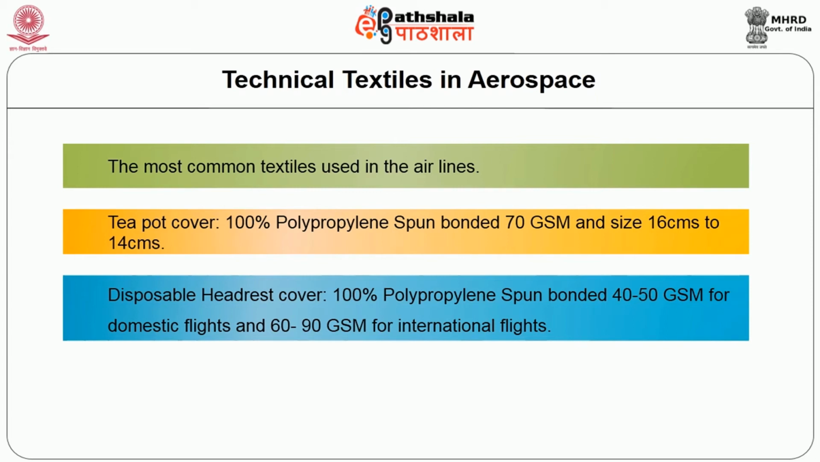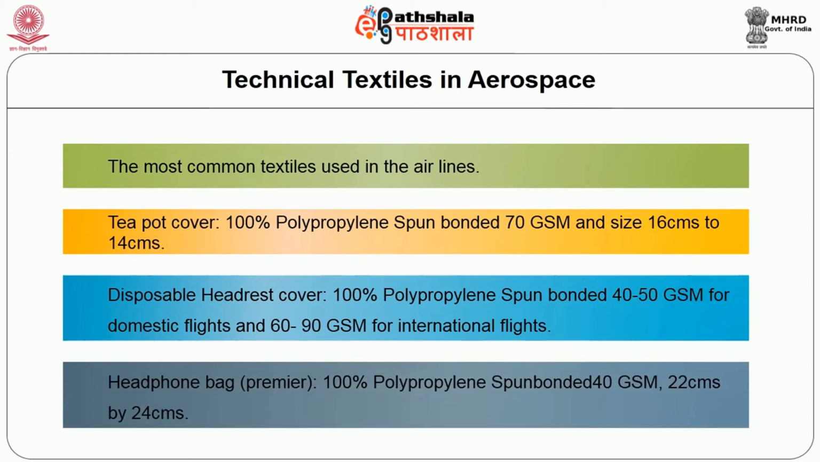Disposable headrest covers are made out of 100% polyester spun bond with a GSM of 40 to 50 in domestic flights and 60 to 90 GSM in international flights. The next one is headphone bags, which are also made out of 100% polypropylene spun bond fabrics with 40 GSM, and the size varies from 22 centimeters by 24 centimeters.